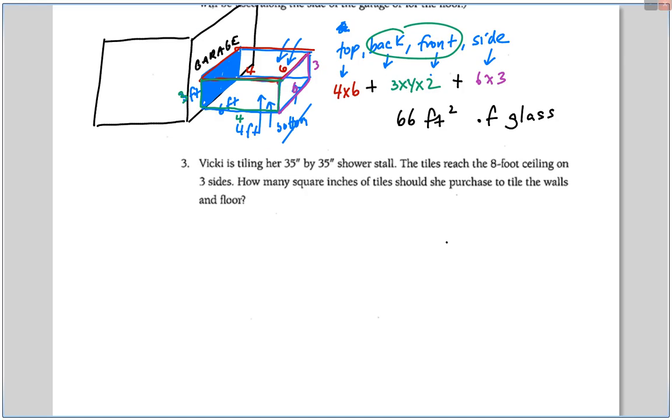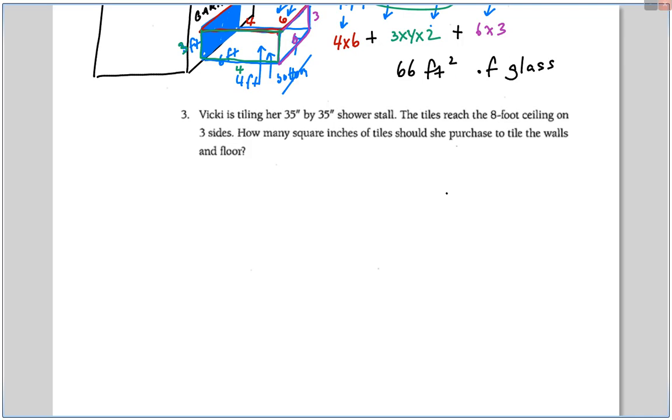Alright, now we're going to work on number 3. Also, Vicky here is tiling her shower stall. The tiles reach 8-foot ceiling on 3 sides. How many square inches of tile should she purchase to tile the walls and the floor?